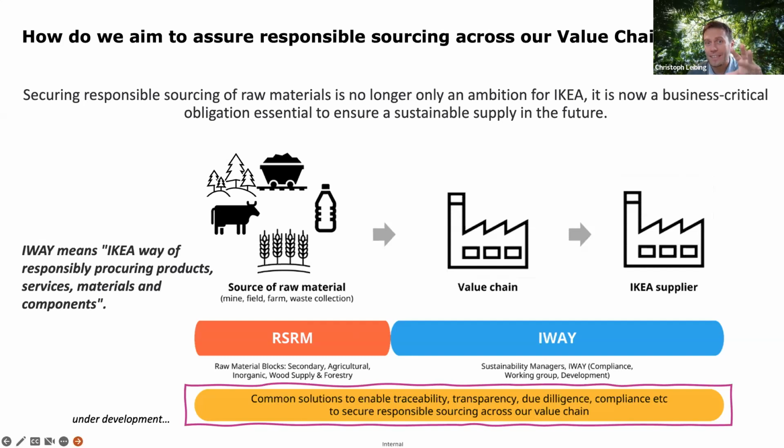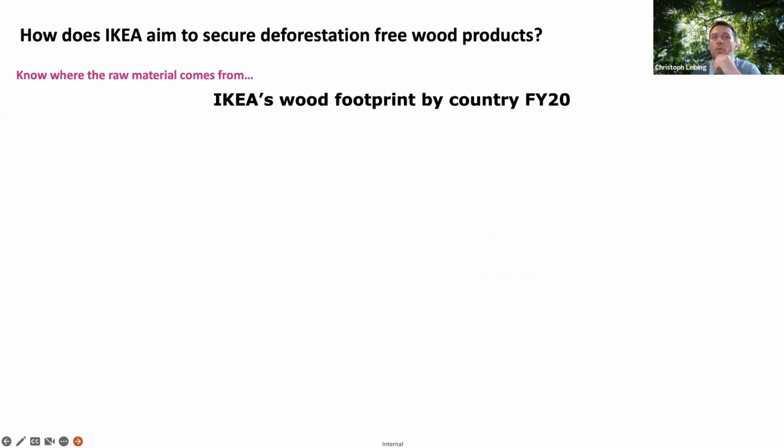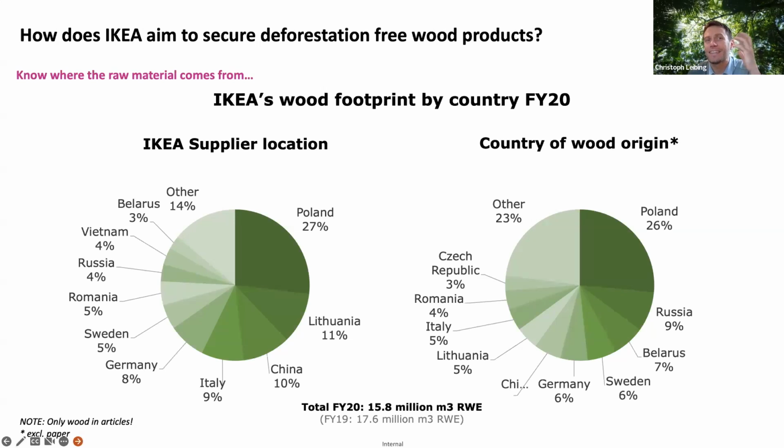But as we will see on the next slide, please, we first of all have to know where our wood is coming from in order to secure deforestation-free wood products. If you click, you will see that we have quite a diverse set of locations where we source our wood. Also, looking at the volume and the bold number below, with some 15 to 16 million cubic meters of roundwood equivalent, IKEA is actually one of the largest industrial wood consumers in the world. But we have most of our supplies in Europe, where you see that Poland is the most important supply country. There are also some countries in there which, as we will see, have potential deforestation risk.